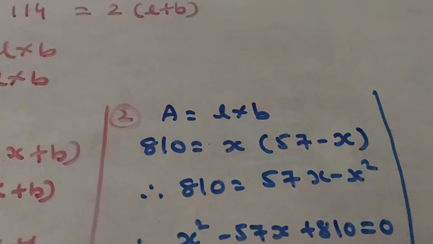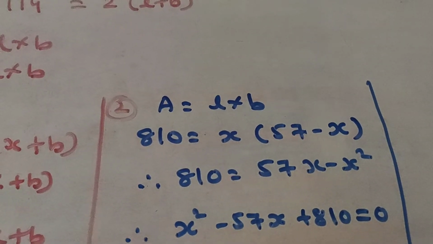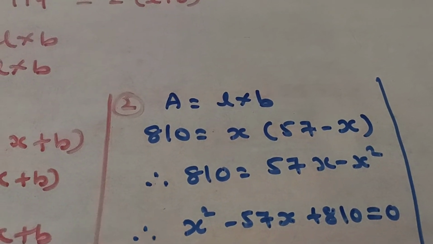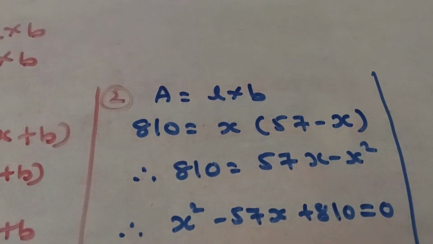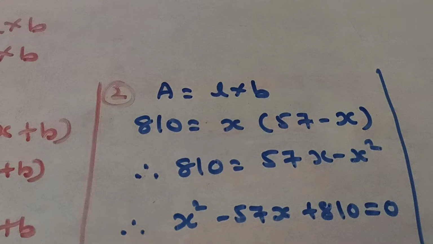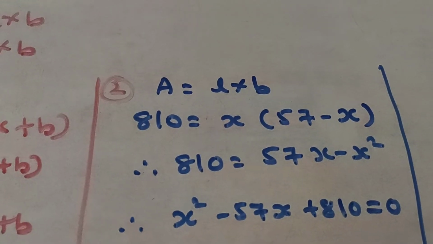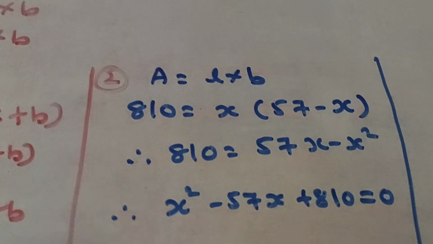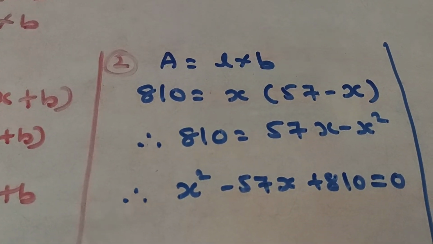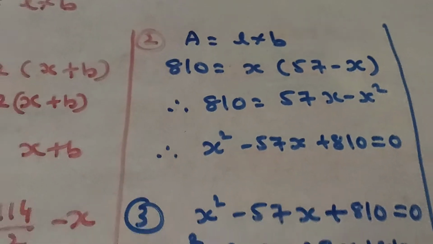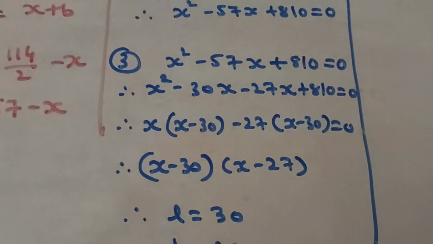Then number 2, it says write down the equation in terms of area, length and breadth. So area is equal to L into B. 810 is equal to X multiplied by (57 minus X). So 810 is equal to 57X minus X square. So we get X square minus 57X plus 810 is equal to 0. I hope you understood. Let's go for the question number 3.